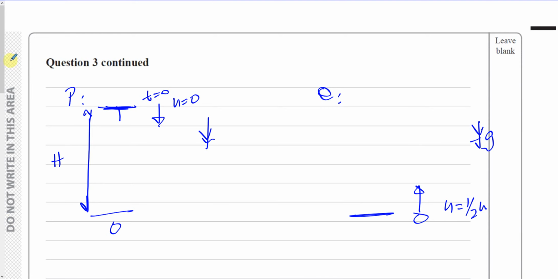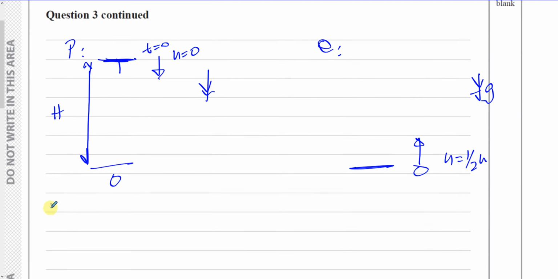Okay, let's call it x1. And this will have risen a distance, let's call it x2. I know the total distance is the height. So we can say basically the height is made up of x1 plus x2. So we could use that as a way of linking them together.